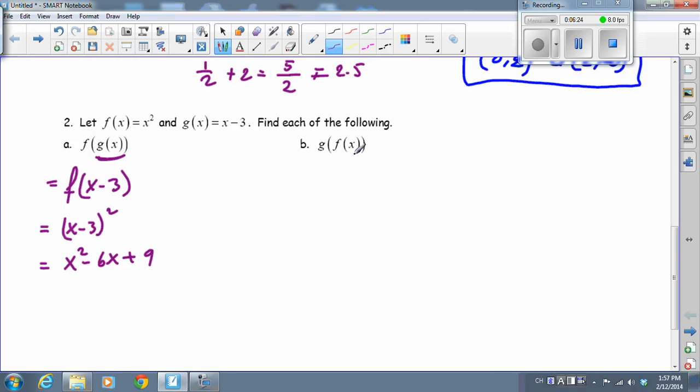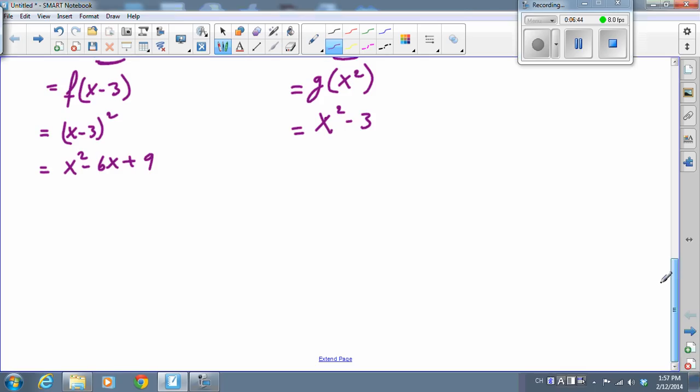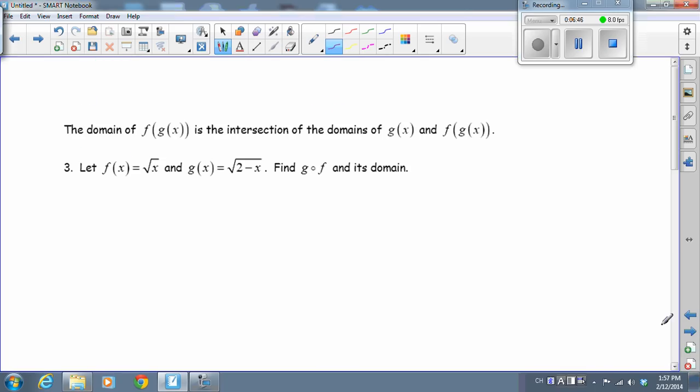For the function g of f of x, on the other hand, I will plug in f of x into g. So I will look for g of f of x, which is x squared, and I will plug now this x squared into this g function, and this one will be equal to x squared minus 3. Let's go ahead and move on to the next portion.